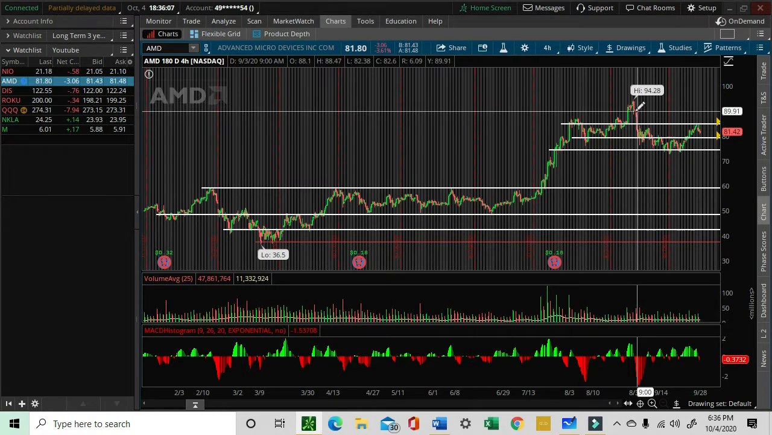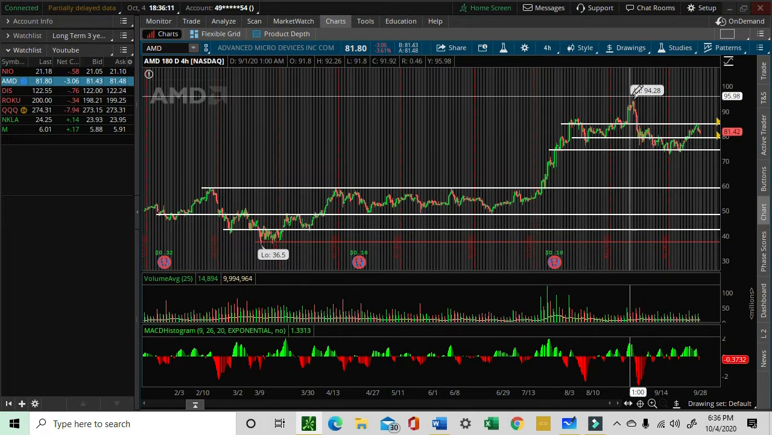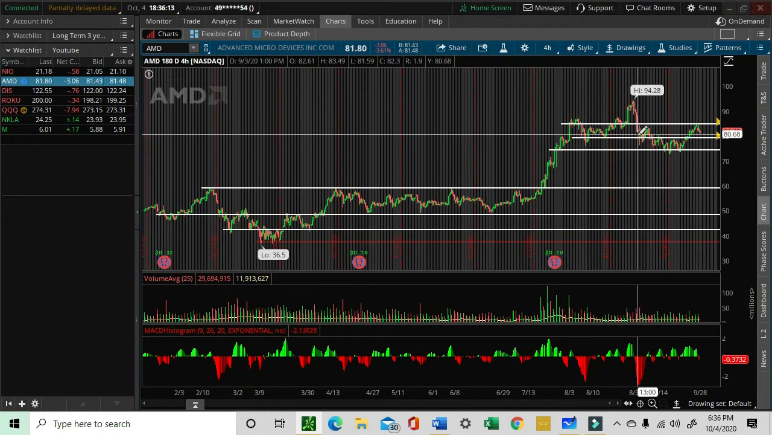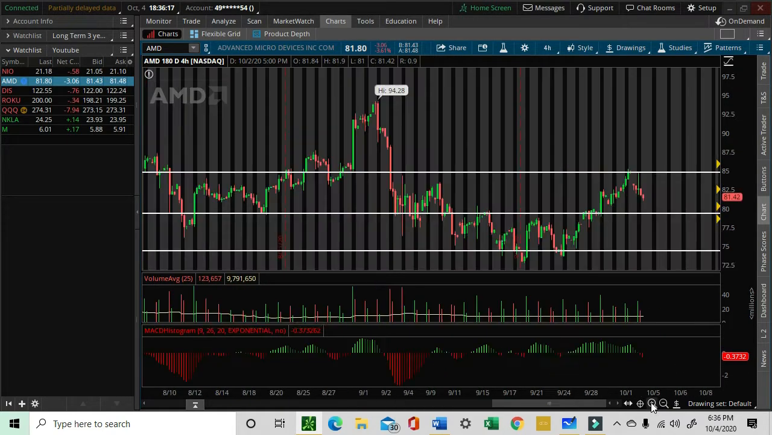Now, there's no supply here. Well, not no supply. There's very little supply here. Nobody wants it here, right? It's too high. Sellers stepped in, sold it. Then, what happened? Let's zoom in.